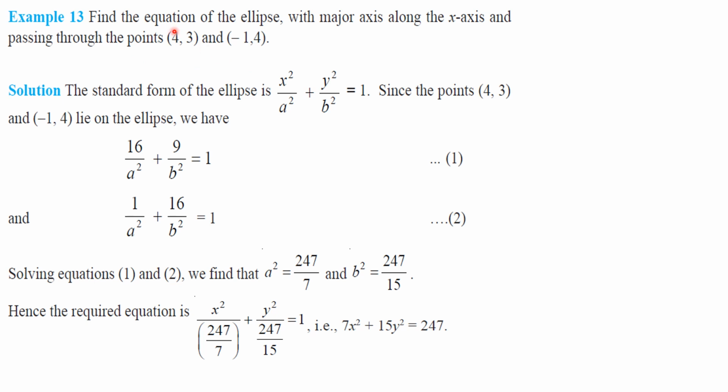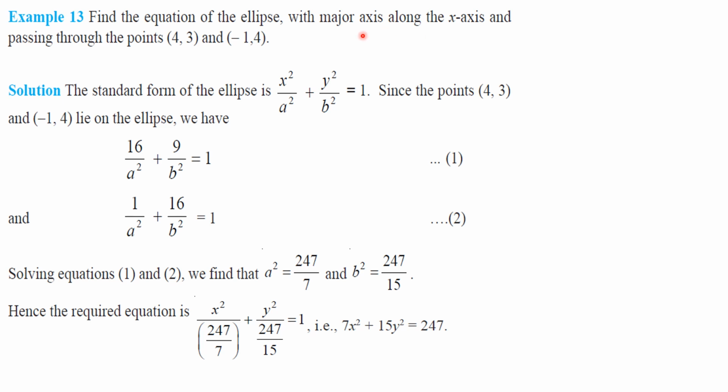Here also we have to find the equation of the ellipse with the help of the given data. Okay, my dear children? What is the given data here? The major axis of the ellipse is along the x-axis. This is a clue for us, a hint to identify the equation of the ellipse. Yes or no, my children?